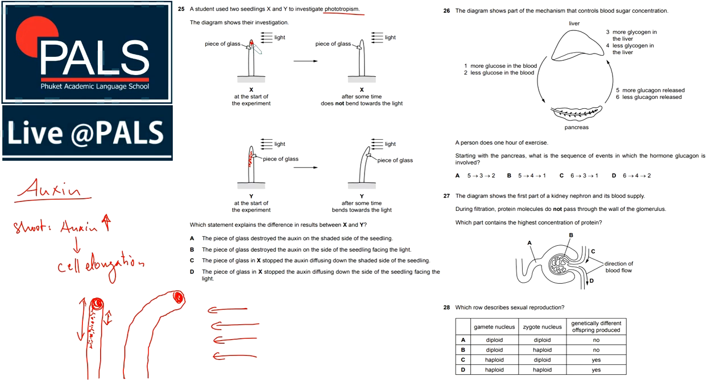So that means the shoot cells further down don't receive a higher auxin concentration, so they will not elongate more, and therefore the shoot will not bend. So which statement explains the difference between X and Y? The piece of glass destroyed the auxin. No, it did not destroy it, so it's not A. The piece of glass in X stopped the auxin diffusing down the shaded side of the seedling. Yes, that's it.